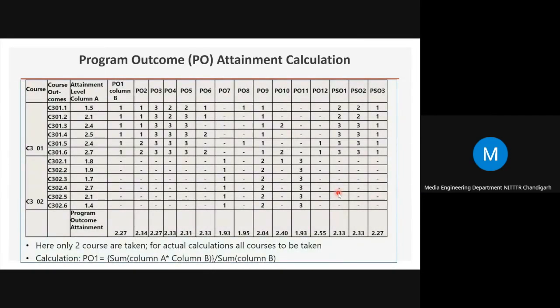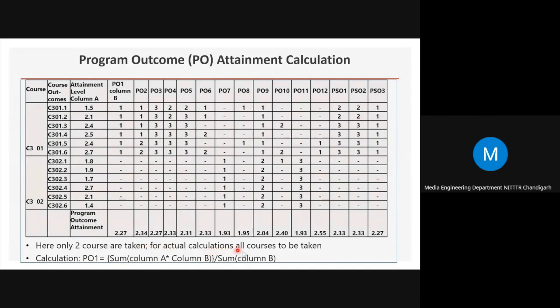So now this is the table which is showing PO attainment calculation. You need to understand this table very carefully, because this is the table which is used for PO attainment calculation using direct methods, right? So please try to understand this table. This column is course. That means this particular table is shown only for two courses. One course is C301, second is named as C302. So that's why it is written here. Here only two courses are taken.